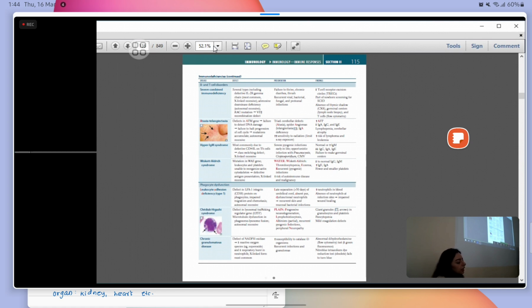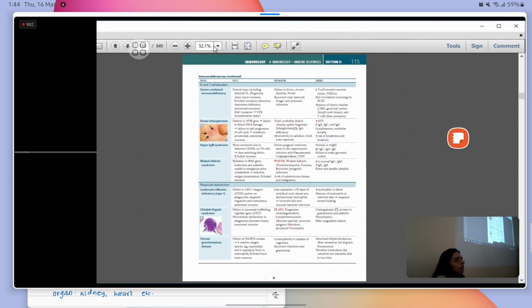What was the specific sign of this disease? It was delayed umbilical cord separation. The umbilical cord must separate after 1 or 2 weeks after birth. But in this disease, in leukocyte adhesion deficiency, you can see that umbilical cord separation takes more than 1 month.